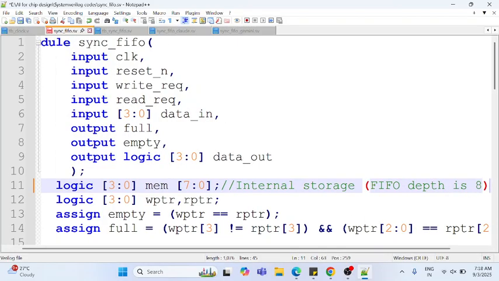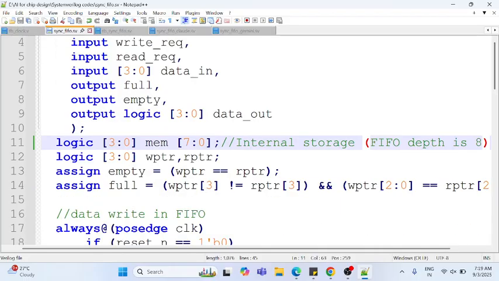Because we have mem of 7:0, we have 8 locations in this internal memory, with each location capable of storing 4 bits of data. So data in is 4-bit, data out is 4-bit. Similarly, internal memory width is also 4 bits. Then you have write pointer and read pointer.